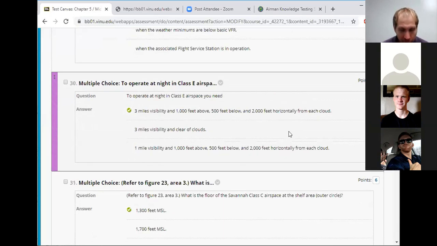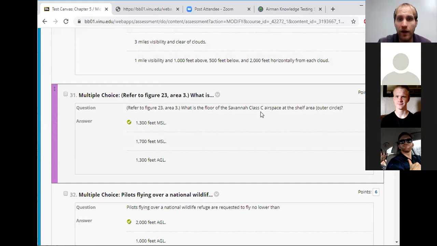All right, so in our next question, we want to operate Echo Airspace at night. Well, this is a famous airspace 91-155 regulation. Echo Airspace at night: 3 miles visibility, 1,000 feet above, 500 feet below, and 2,000 foot horizontal from every cloud. All right, we'll keep moving. We've covered that one a few times.